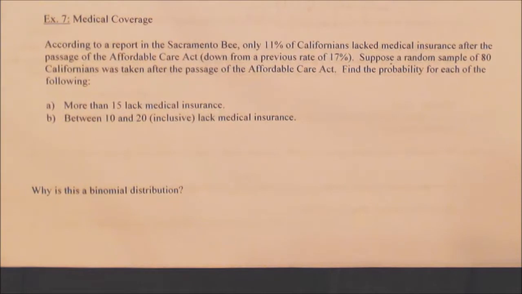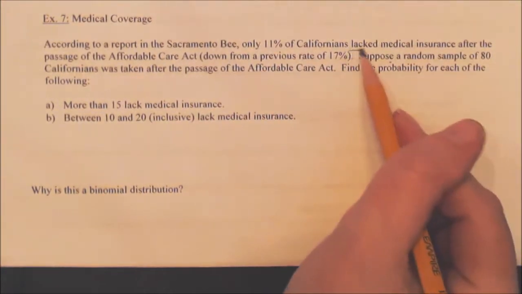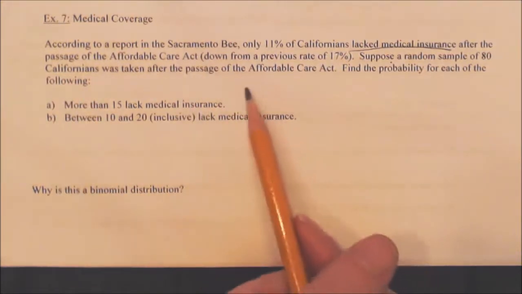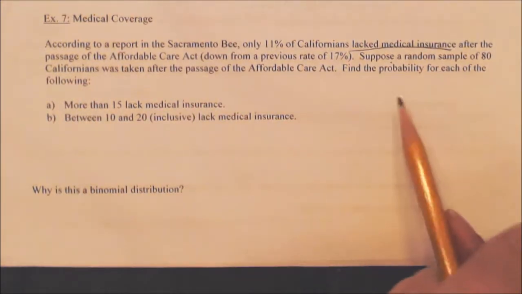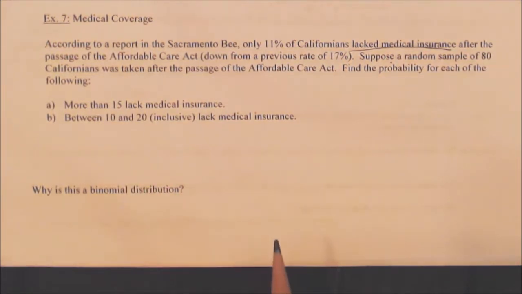All right, let's take a look at example 7 in the notes. So this is the one on medical coverage. According to the report in the Sacramento Bee, 11% of Californians lacked medical insurance after the passage of the ACA, down from a previous rate of 17%. Suppose a random sample of 80 Californians was taken after the passage of the act. Find each of these probabilities.